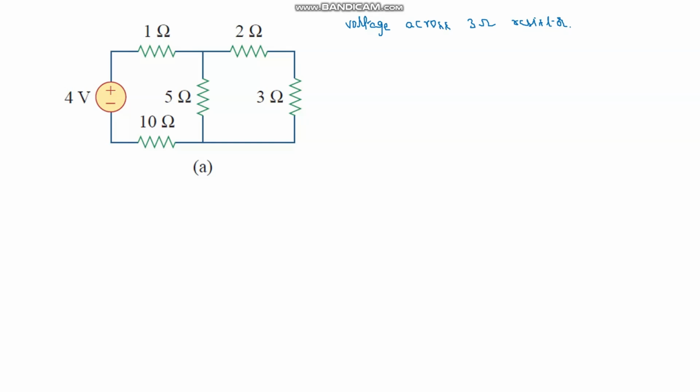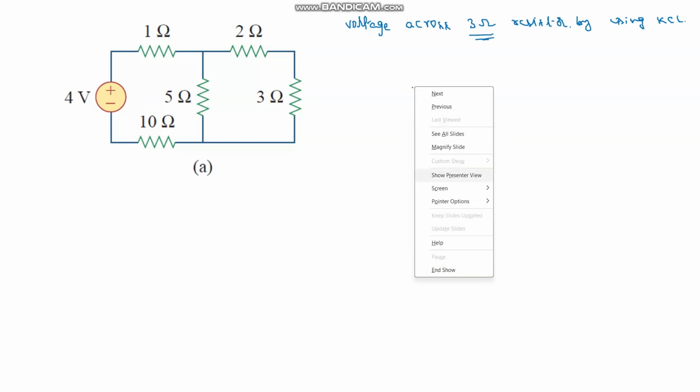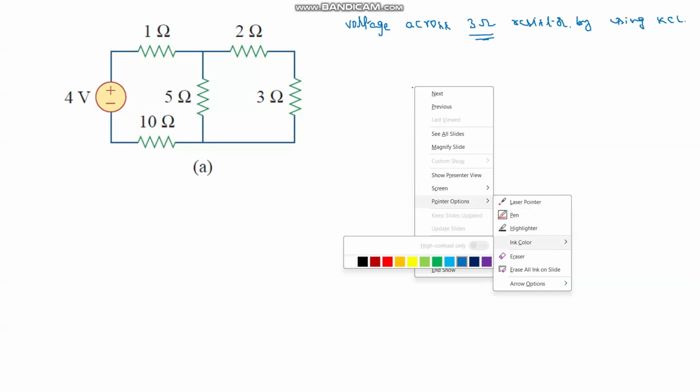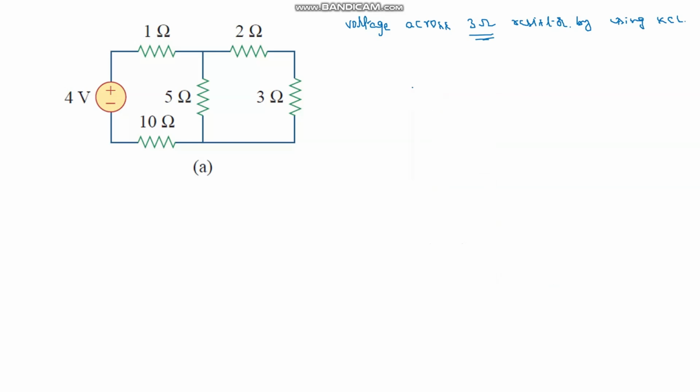By applying KCL, we have to identify the voltage drop, or voltage, across the 3 ohm resistor. Across the 3 ohm resistor, we have to identify the voltage. That is nothing but, let it be V naught, the voltage across the 3 ohm resistor.